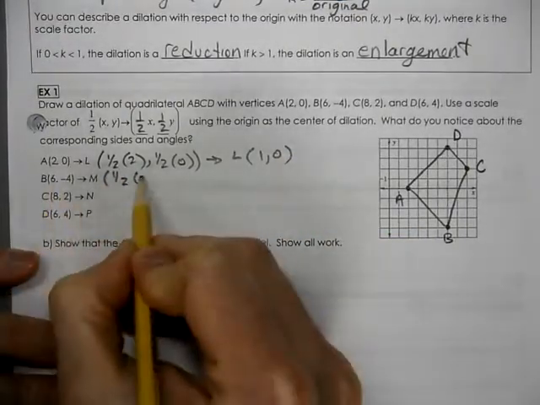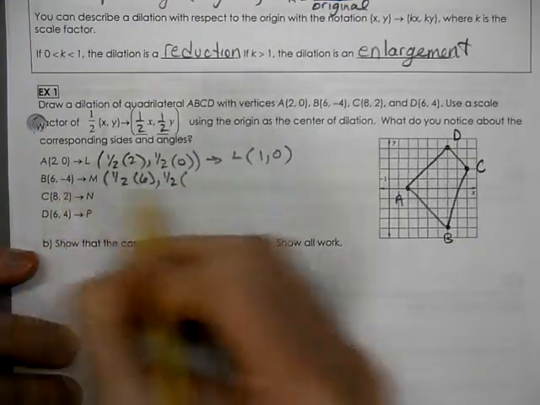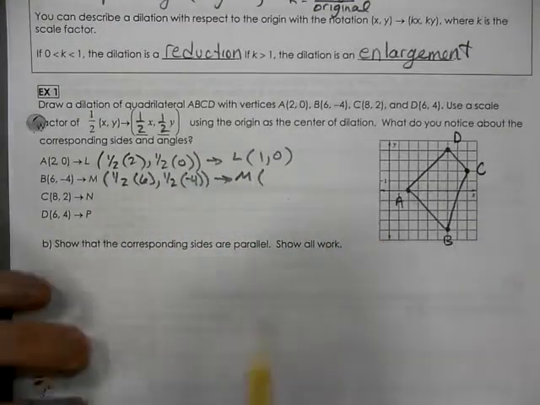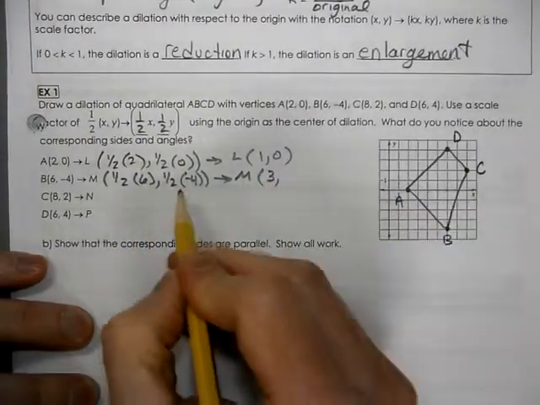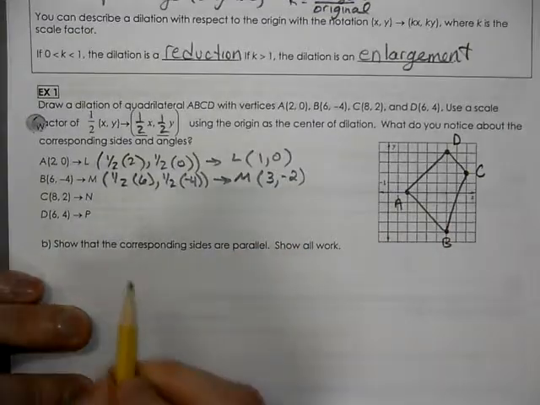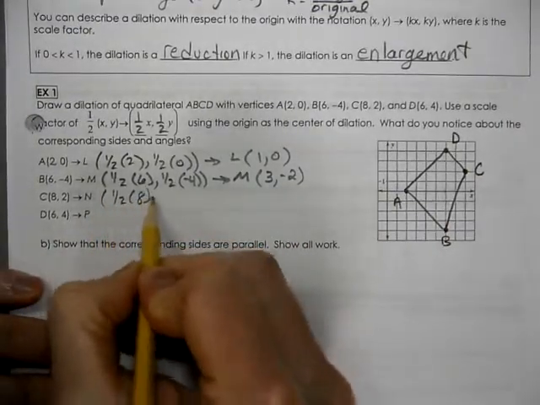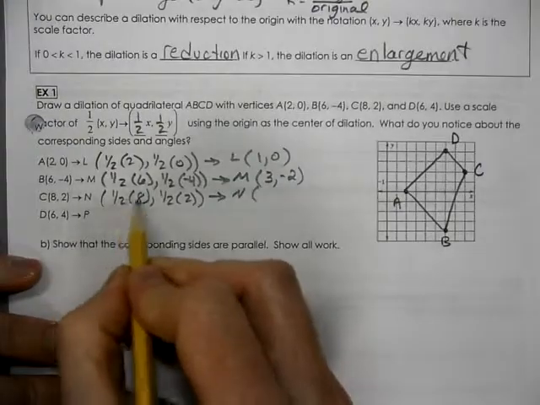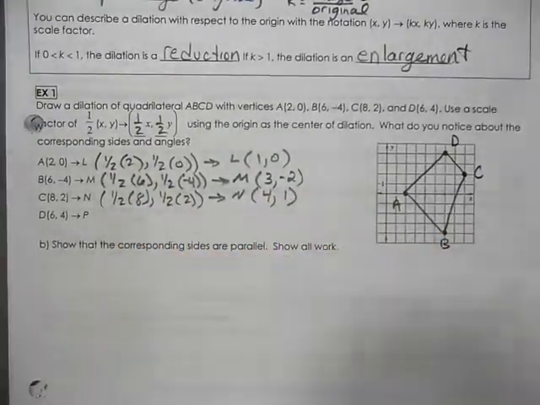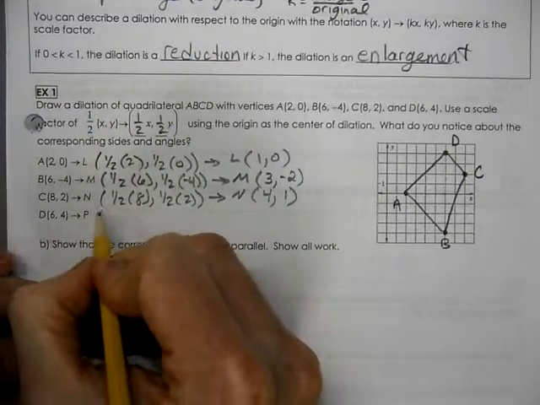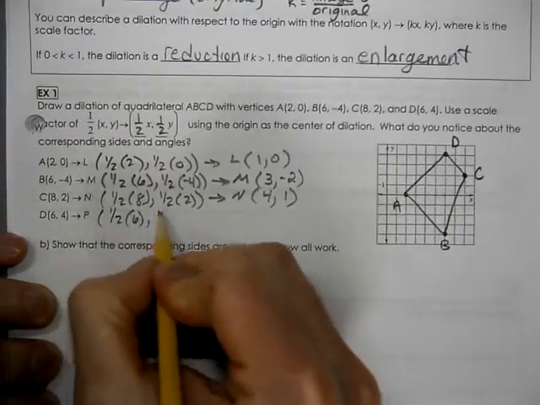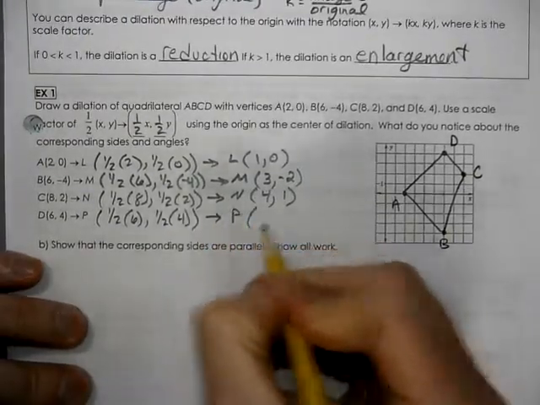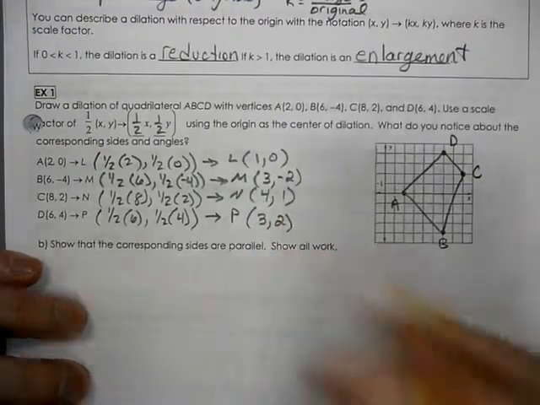We'll take our half and multiply it to the 6, and our half and multiply it to the negative 4. That's going to give us an M value. We're taking half of the 6, so that's 3, and half of the negative 4, so that's negative 2. Half of 8, half of 2, that's going to give us an N coordinate. So half of the 8 and half of the 2 gives us (4, 1). And finally we'll take half of the x and half of the y, because half is our scale factor. So the P coordinate is now going to be (3, 2).